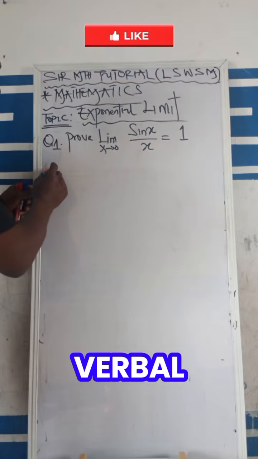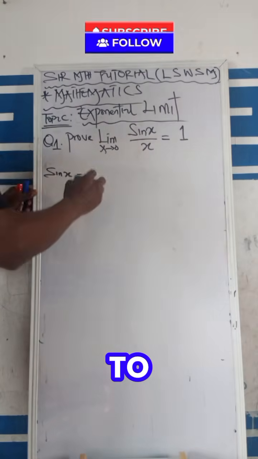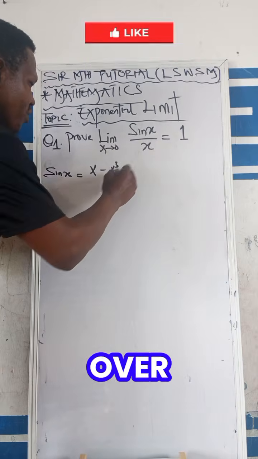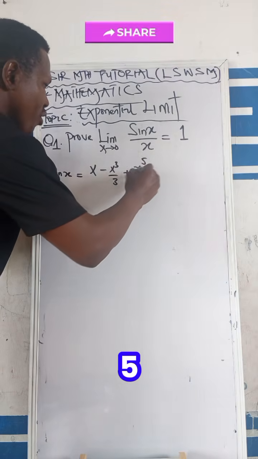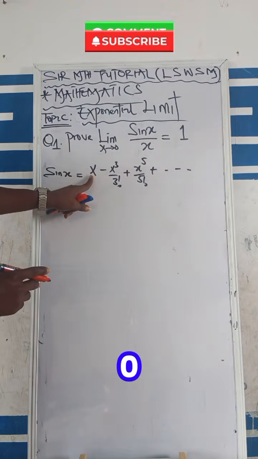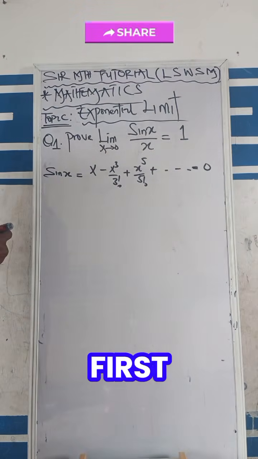We have provable facts that sine x equals x minus x cubed over 3 factorial plus x raised to power 5 over 5 factorial plus ellipsis. If I put 0, sine 0 becomes 0 here, 0 here, 0 here. So everything will end up becoming 0. That's our first observation.